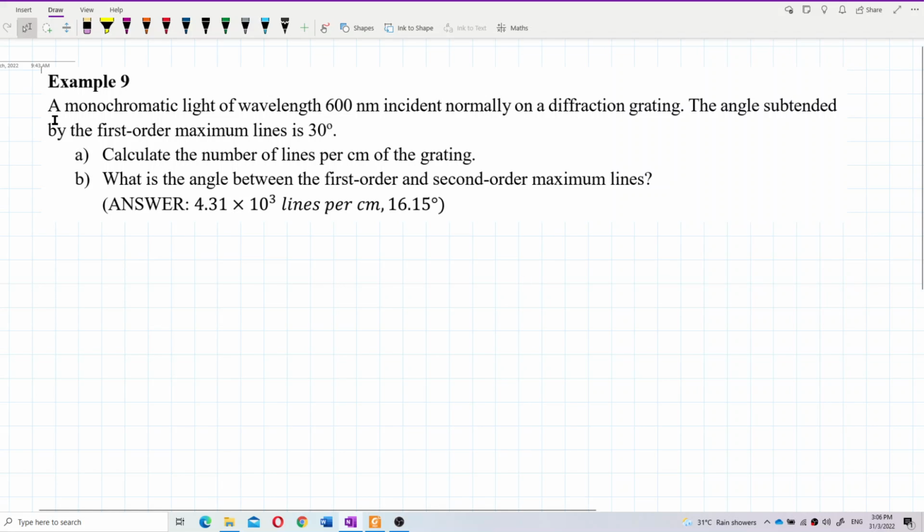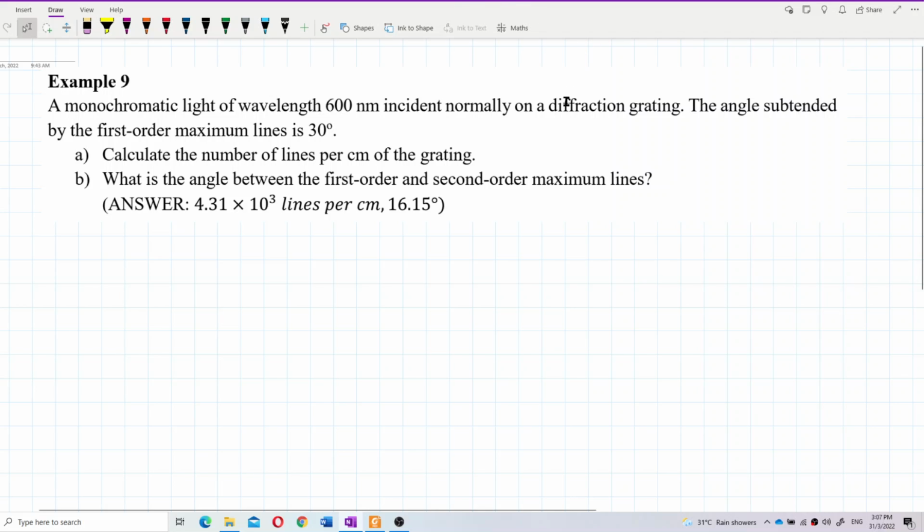A monochromatic light of wavelength 600 nanometer is incident normally on a diffraction grating. The angle subtended by the first order maximum lines is 30 degree. Calculate the number of lines per unit centimeter of the grating.